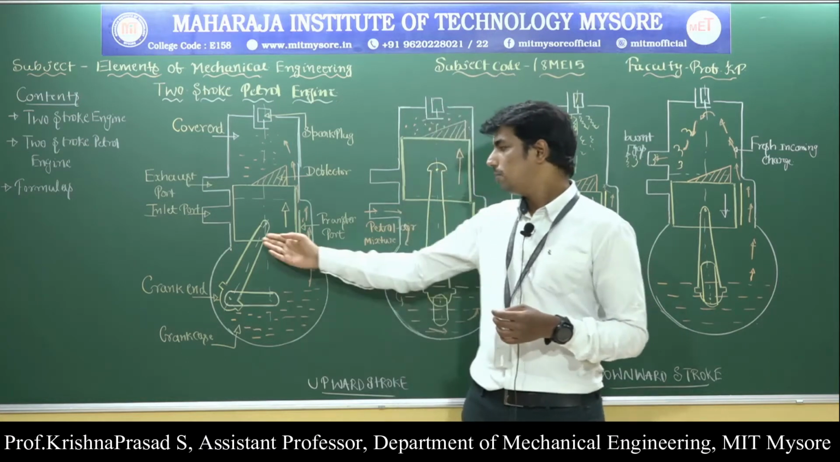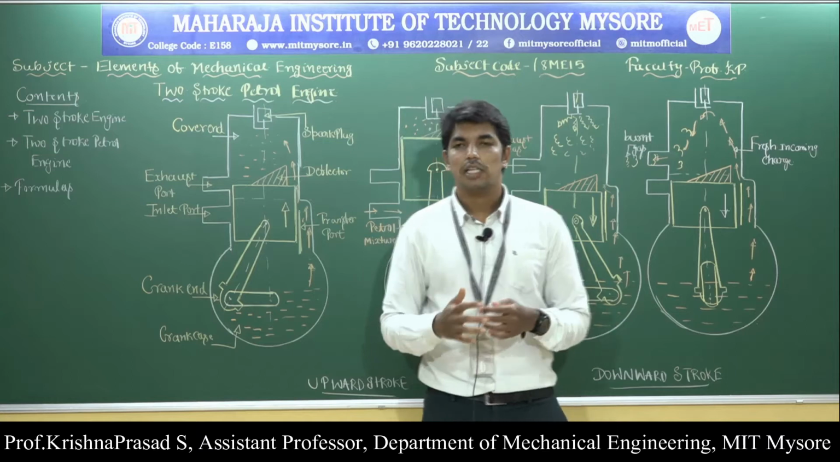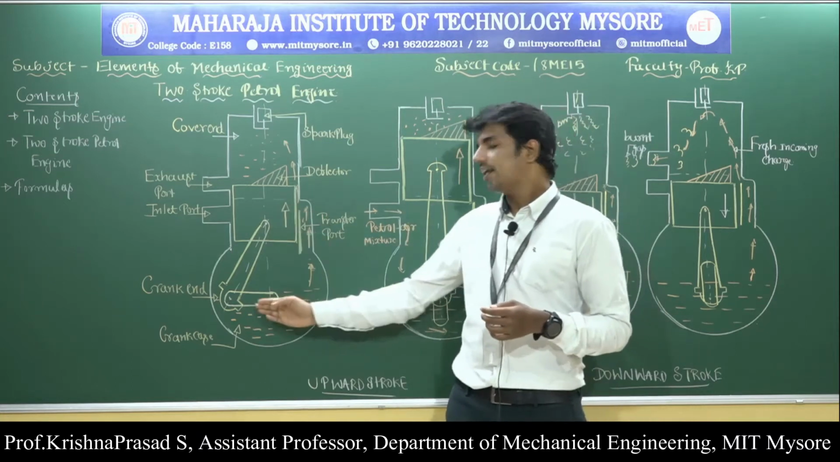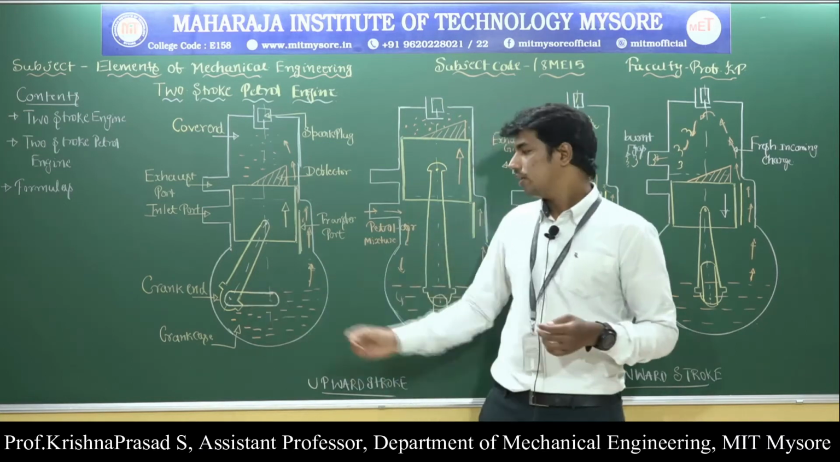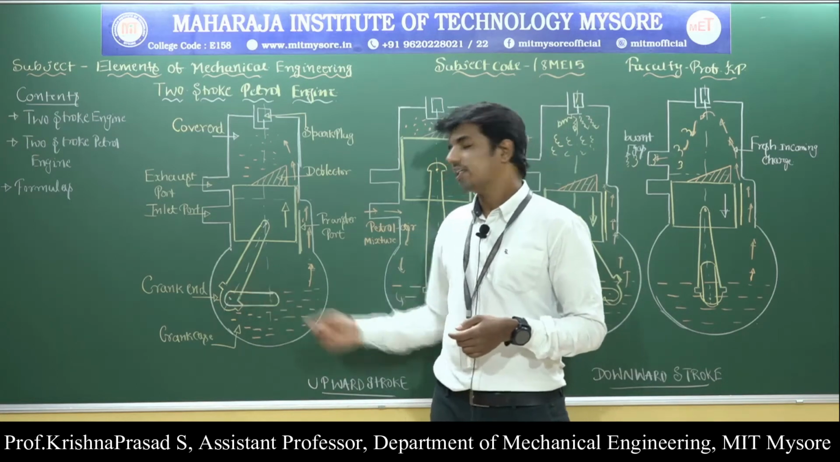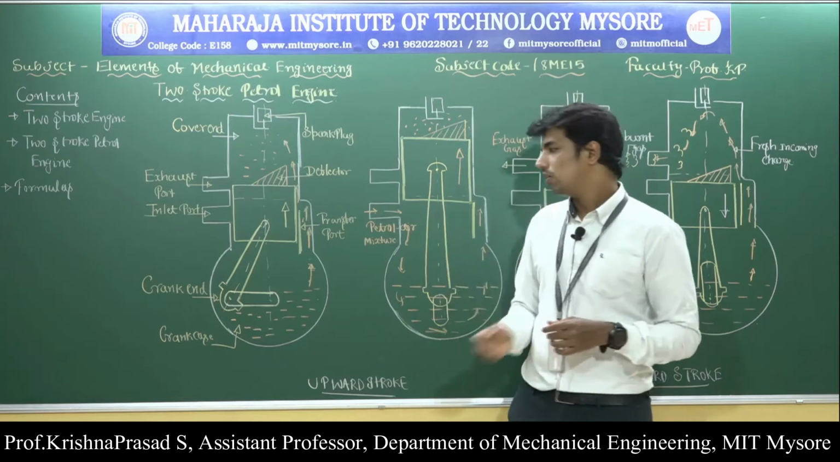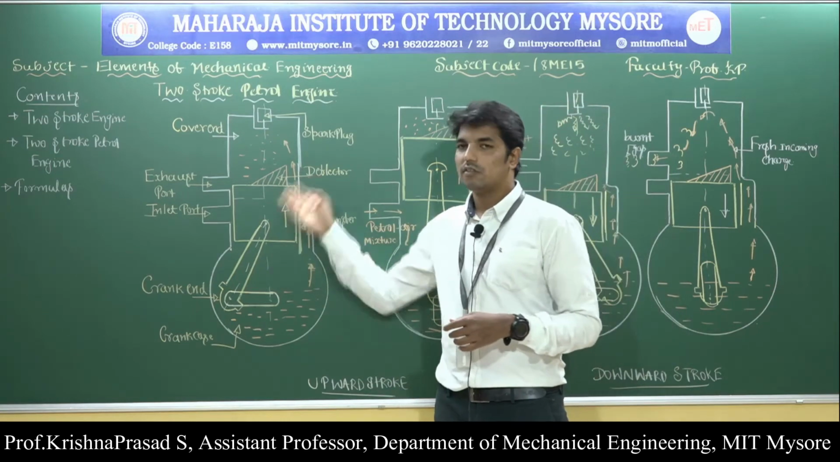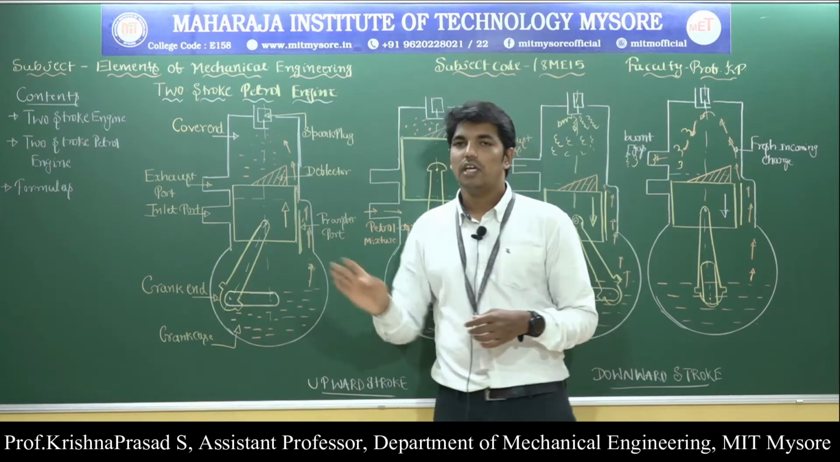So then what is meant by the connecting rod? The connecting rod forms a link between the piston and the crankshaft. Then what is meant by the crank? The crank is a lever that is connected to the connecting rod and the crankshaft. What is the main function of the connecting rod? It converts the reciprocating motion of the piston into the rotary motion of the crankshaft.